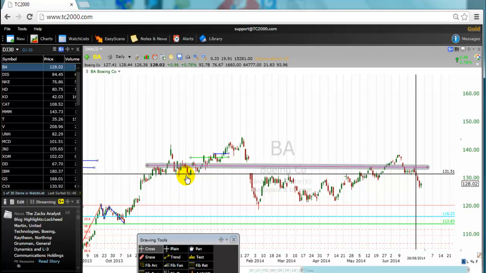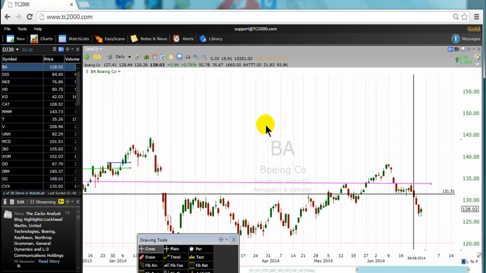It went above it around that zone. So we can say that the pink line is also a key level because it's the top of this consolidation. But this time we want to talk about a sell signal.